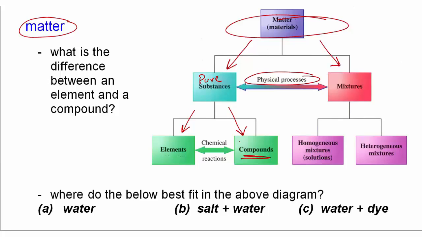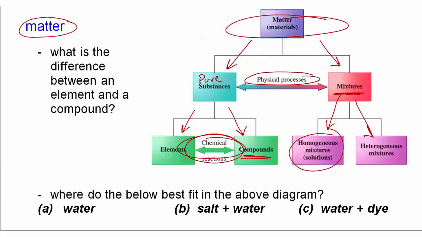Now, to go in between compounds and elements, we have chemical processes. We're actually changing what's formed at the molecular level. At the microscopic level, we've changed things. The flip side, if you're a mixture of pure substances, well, then it's either a homogeneous mixture or a heterogeneous mixture. Homogeneous mixture, another word for that is a solution. It looks the exact same throughout. A heterogeneous mixture does not look the same throughout. It has a different concentration in different regions of that mixture.